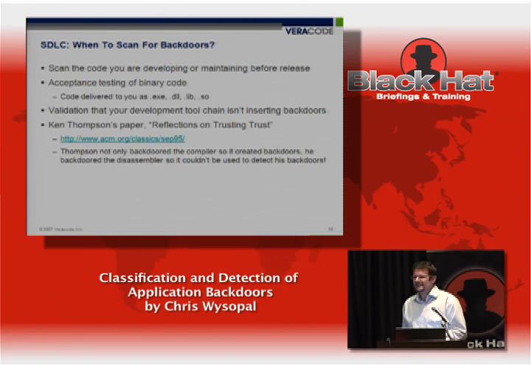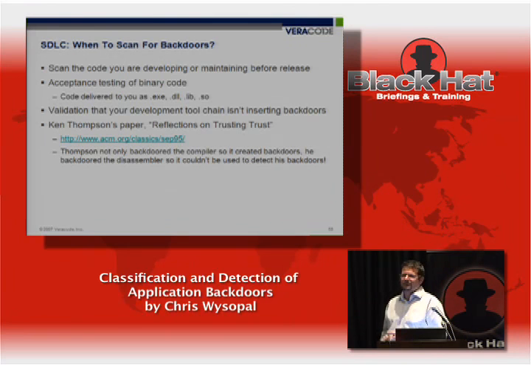So when do you want to scan for these? I would say you need to scan your code. I come from a static analysis company, and I definitely think that everyone should be using static techniques to scan their code before they ship it.